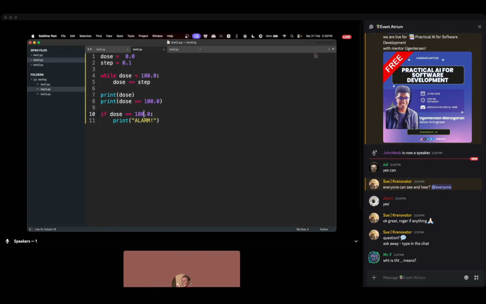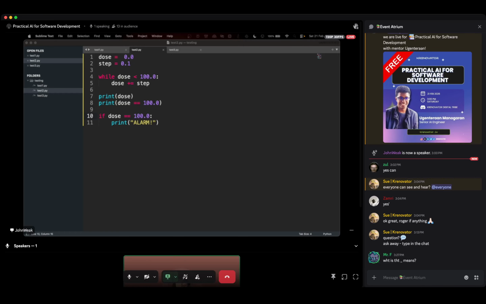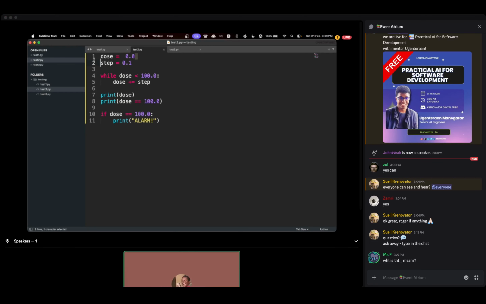Alright, so the second one is kind of similar, but here we have some comparisons being made. So we have the first one, which is like the total just now, and then we have a step. Now what we're doing over here is, while your dose is less than 100.0, you're just going to keep on adding 0.1 over here. Very small steps, okay? Now what should happen is, once it comes exactly to 100.0, this while loop should stop, and this should print out 100.0. This should be true, and the alarm should be printed. Correct?